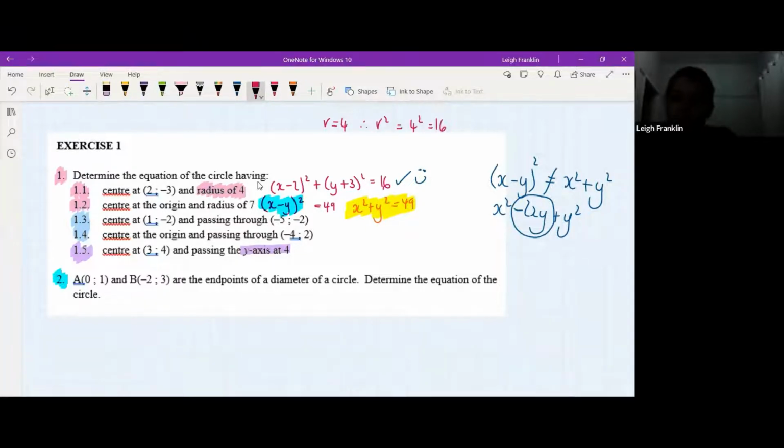Okay. And it's the same as the question, ma'am, because I put a square root instead of.